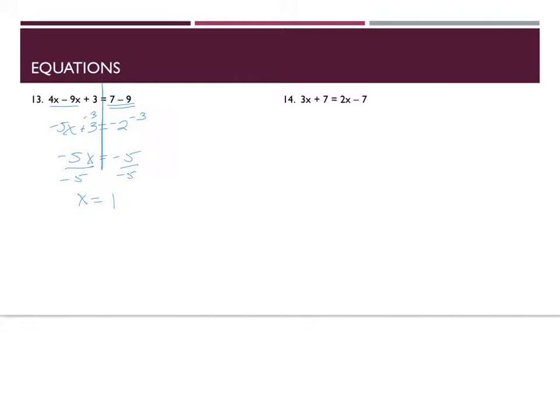Now when you check your answer, you want to check it back in the original. 1's going to go in every place there was an x. And what you want to do, type this entire side into the calculator first. Type the right hand side into the calculator and make sure you have the same amount on both sides.